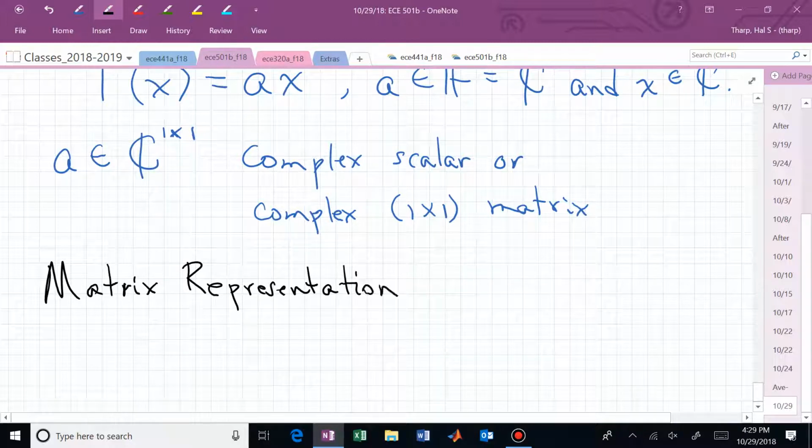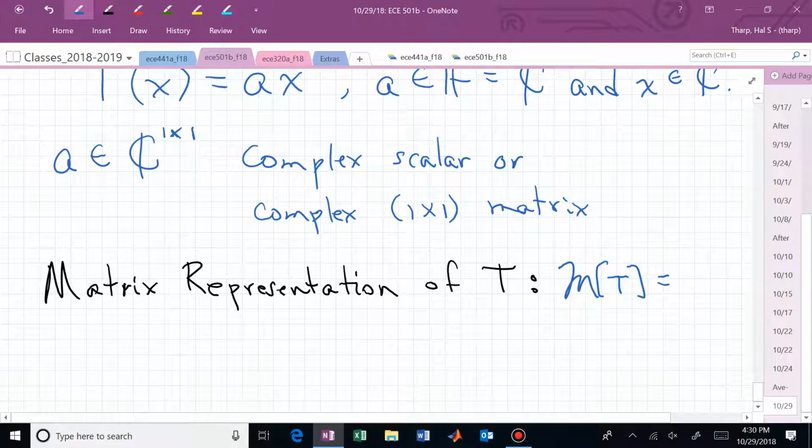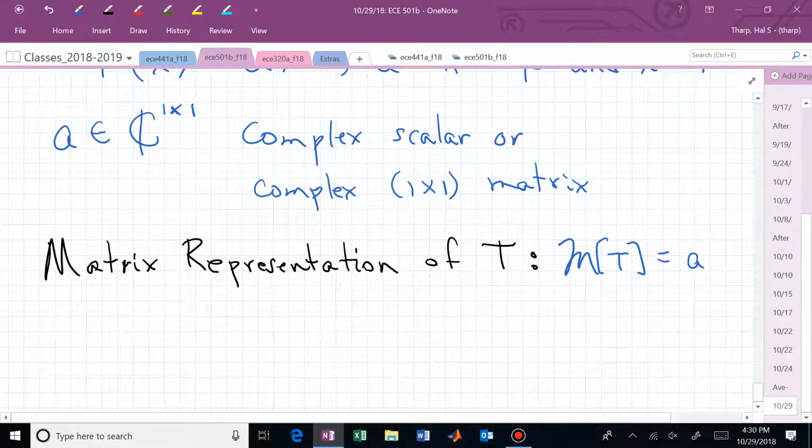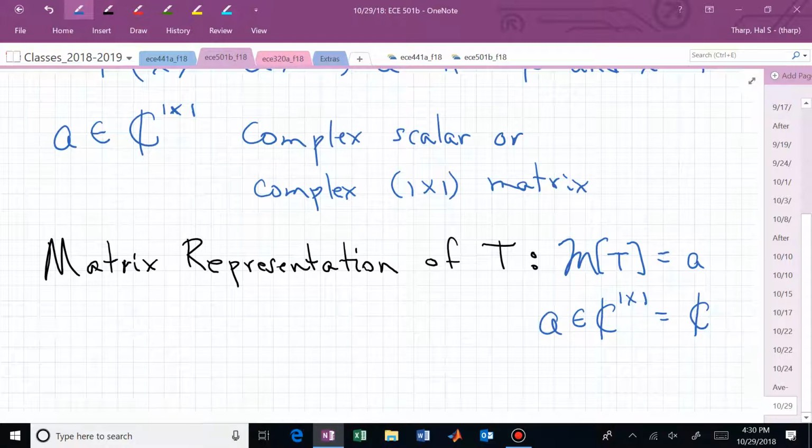For this linear map, what's the matrix representation of that linear map T? That's just a. So I'm really not doing anything different. I'm just explaining it maybe in more depth than what you might think about. But now that scalar, think of it like a matrix. And that matrix now is a 1 by 1 matrix.